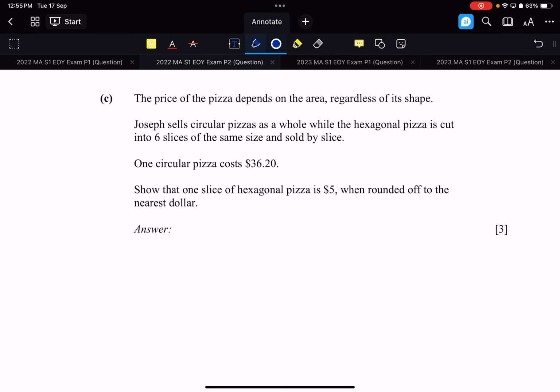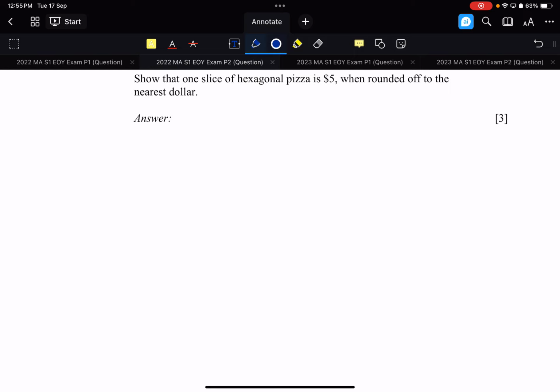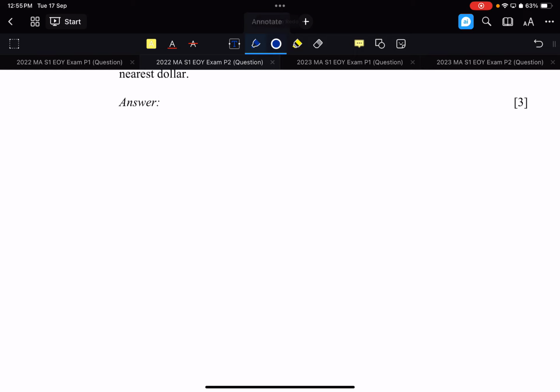Right. Final question. We are reaching the end. The price of the pizza depends on the area, right? So Joseph sells the circular pizza as a whole, while hexagonal pizza is cut into 6 slices and sold by the slice. So one circular pizza costs $36.20. Show that one slice of hexagonal pizza is $5, rounded off to the nearest dollar. So once again, let's write down some information we already know.